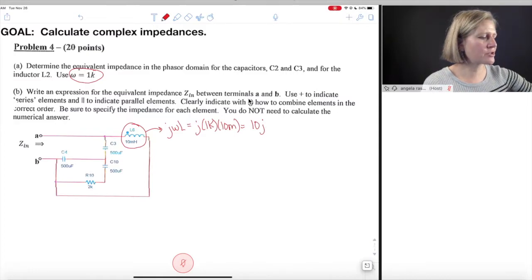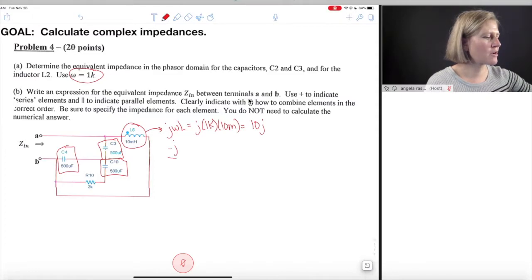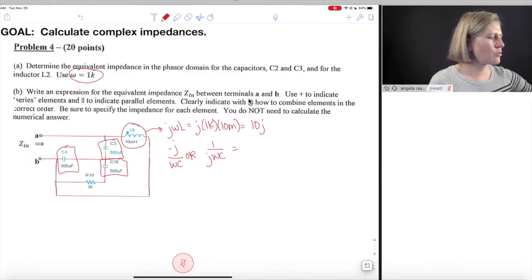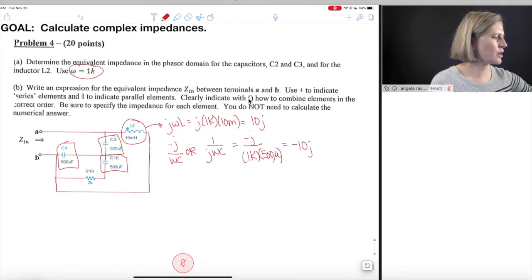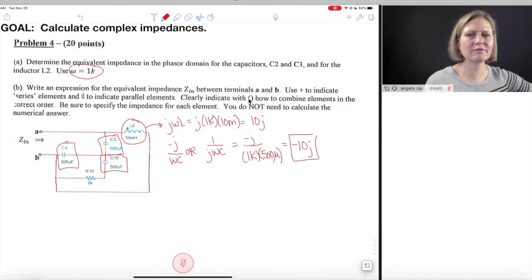For each of the capacitors, these are all the same value, so we can calculate them all at once. It's going to be a minus J over omega C or 1 over J omega C. So you plug in the 1K for omega, and C in this case is 500 micro. And this gives a value of a minus 10J. So for every capacitor in there, you're going to use minus 10J, and for every inductor, you're going to use a plus 10J. So these are all minus 10J.